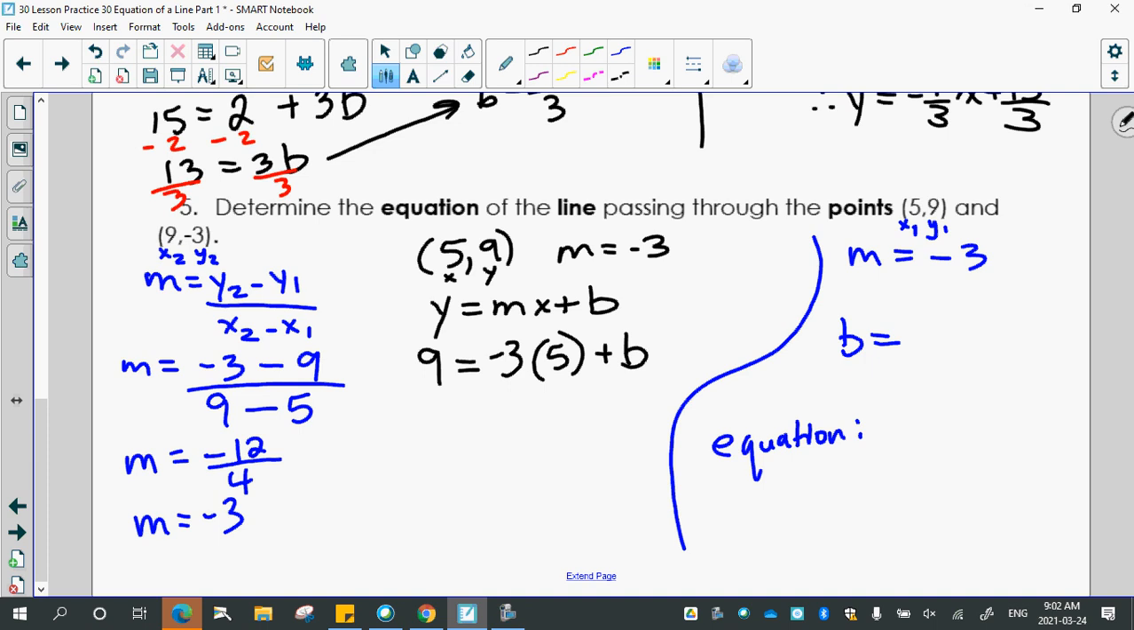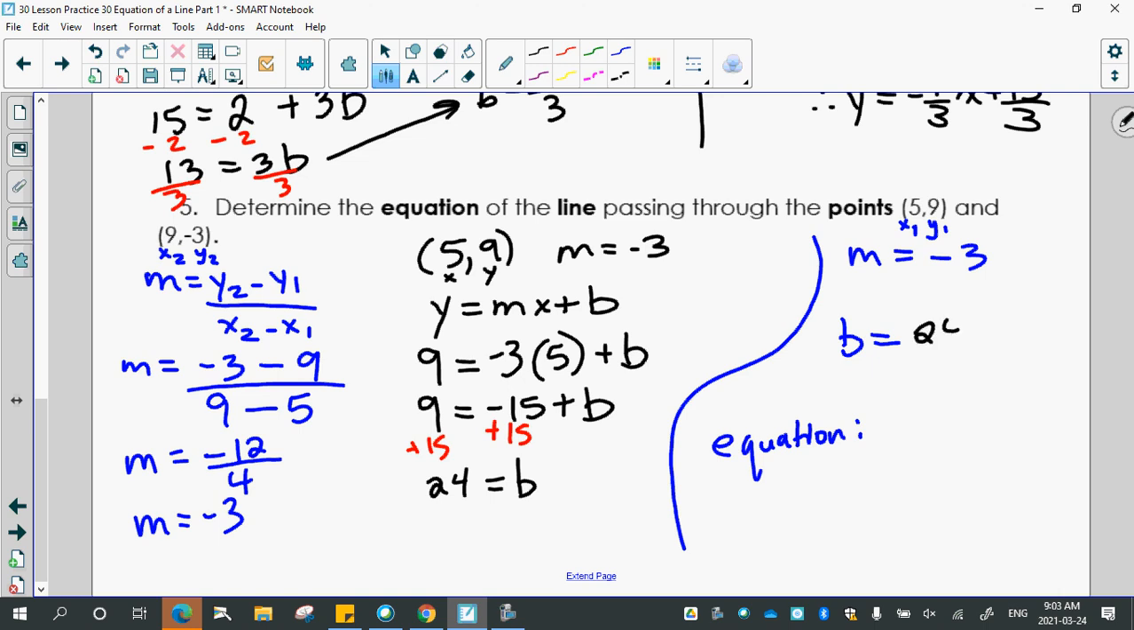Okay, so I just used my 5, 9 as an x and y that belong on the line, and my slope, which I calculated. Then I multiply negative 3 by 5. Then to get b by itself, I'm going to add 15 to both sides. Awesome. So I get b is 24.